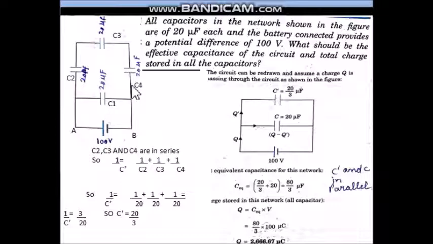So we start solving wherever we are confirmed about series and parallel. Here C2, C3, C4 are in series. Now, how do we solve the series combination of the capacitors?